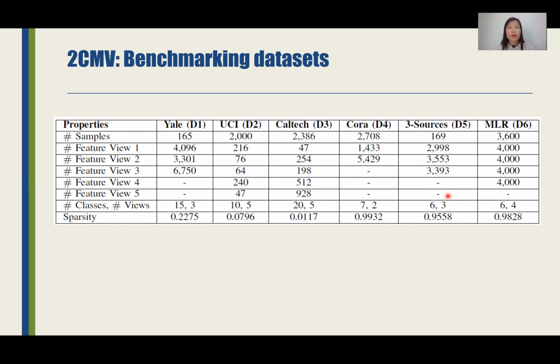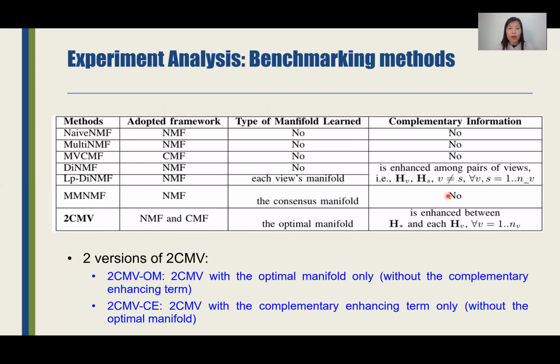In experiment, we use a wide range of text and image datasets to evaluate the performance of the proposed method and other benchmarking methods. This table gives detail of all benchmarking methods and their characteristics. We see that regarding the adopted framework, MVCMF is the only method that uses Coupled Matrix Factorization model. Other benchmarking methods use NMF, while 2CMV uses both.